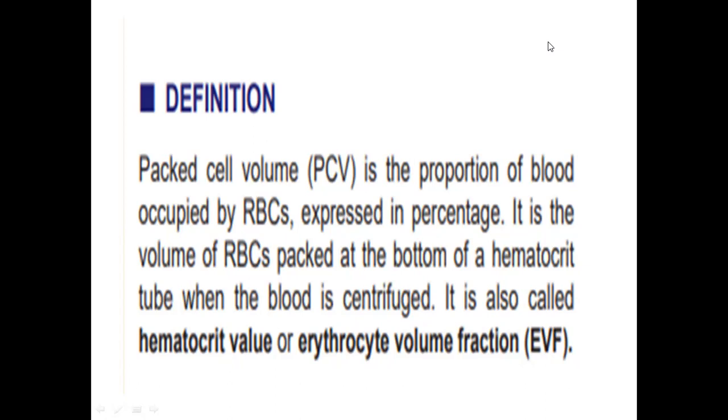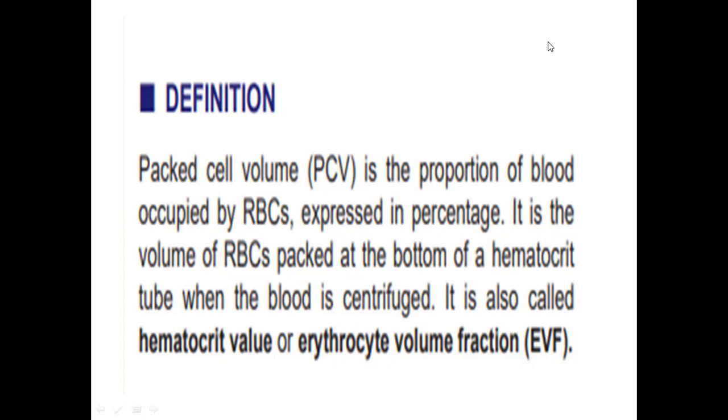Now, in this experiment, the packed cell volume is the volume of red blood cells that is packed at the bottom of the hematocrit tube when the blood is centrifuged. It is also called hematocrit value or erythrocyte volume fraction. So another name for packed cell volume is hematocrit or erythrocyte volume fraction. And what does this simply mean? It simply means the proportion of blood occupied by only red blood cells. Only red blood cells, not platelets, not leukocytes, only red blood cells.